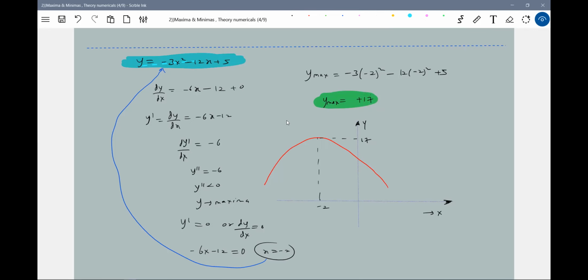What is the maximum value of y? 17. I think this is a better thing. Now put x equal to 0, you'll get 5. This value is 5. So like this, some rough idea, the curve will be like this. Here for x equal to minus 2, it is maximum.